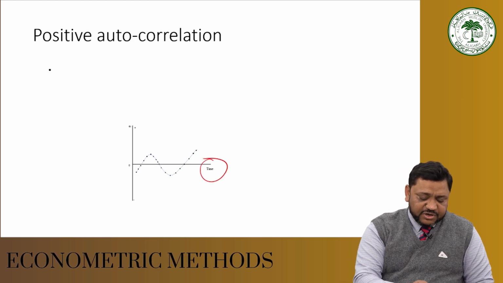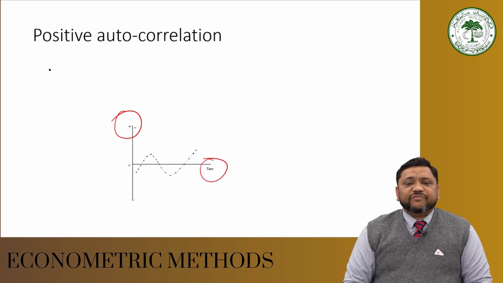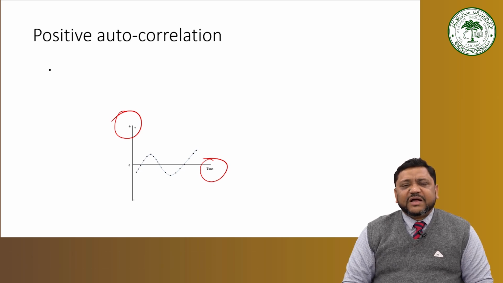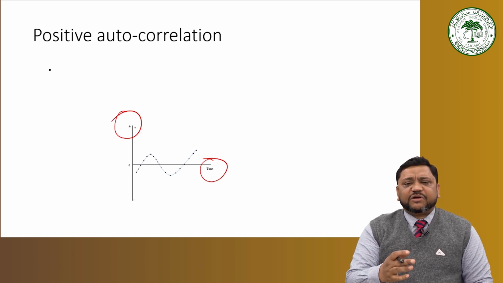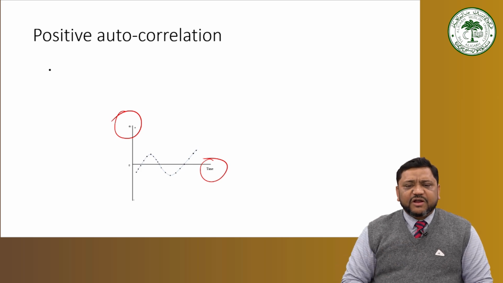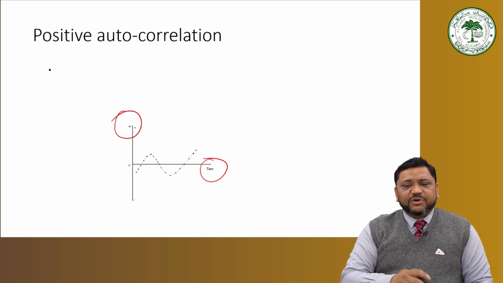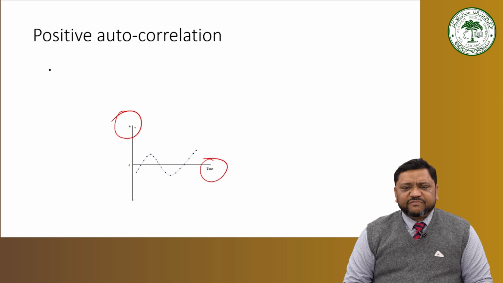Here we have time, here we have the error term. If the successive values of the error follow a sort of trend line, that is, several positive values are followed by several negative values, it is called positive autocorrelation. Here the variable goes up and falls slowly, taking a time lag to come to the negative zone. So this is an example of positive autocorrelation.